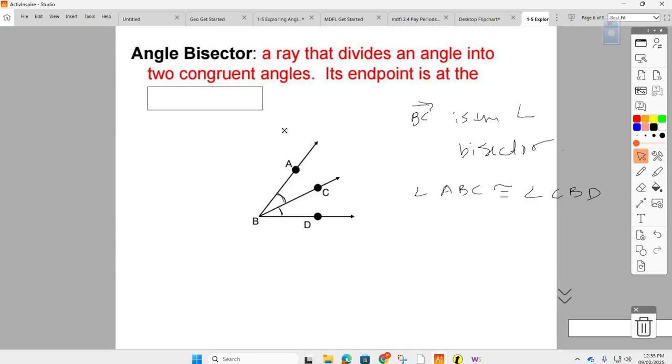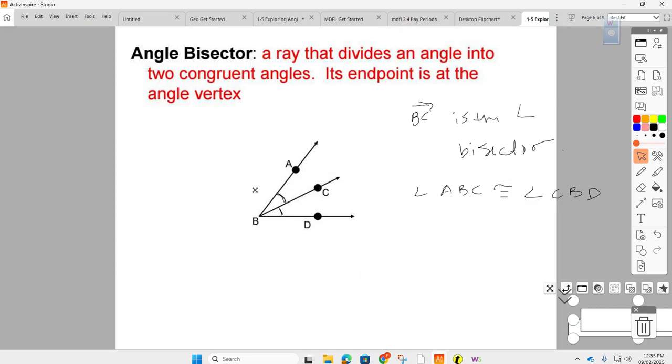And the endpoint of that ray is at the angle vertex. So the endpoint of that ray will always be the same as the vertex. Remember that little squiggly thing means congruent. Get used to recognizing what that means. Congruent means the same measure. So if it's a segment, it's the same length. If it's an angle, it's the same number of degrees.